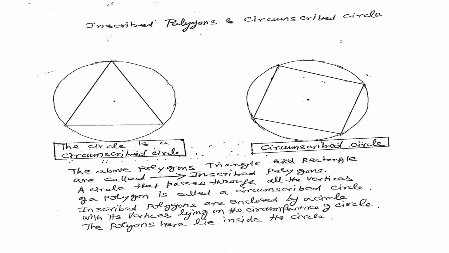A circle that passes through all vertices of a polygon is called a circumscribed circle. Inscribed polygons are enclosed by a circle, with their vertices lying on the circumference of the circle. The polygons here lie completely inside the circle.